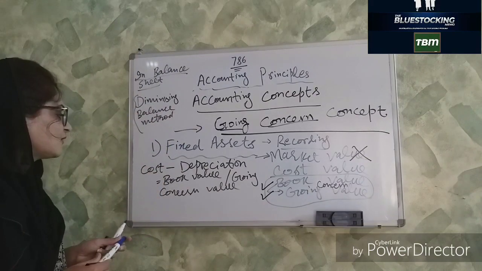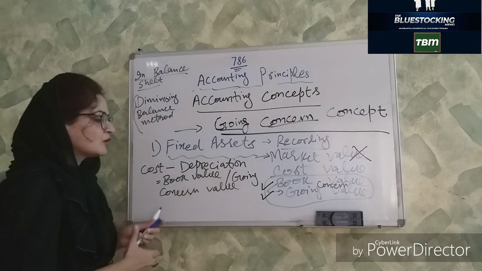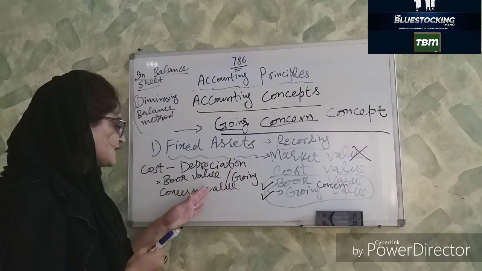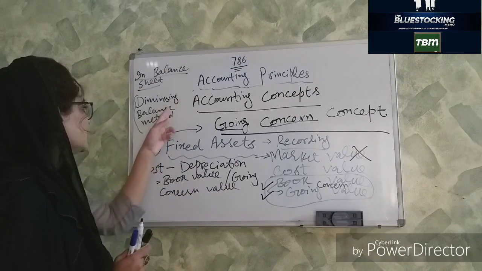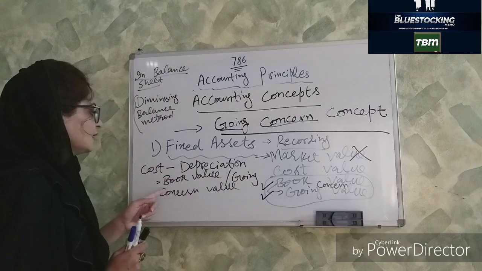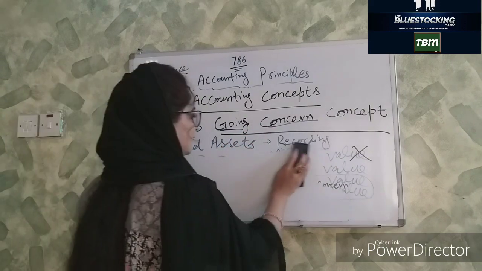What is this method? This method is of course the cost minus depreciation of any fixed asset, and we would record our assets on the diminishing balance method in the balance sheet. This is the one aspect of this going concern concept.